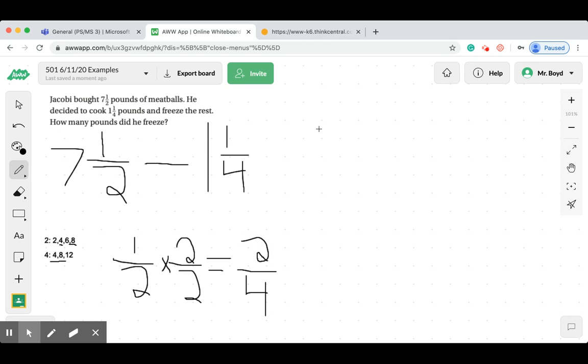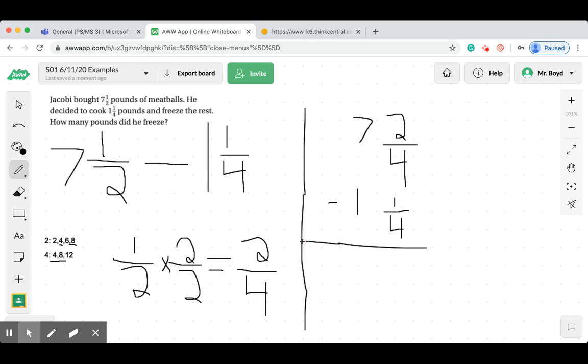Now I can rewrite my first mixed number, and I can subtract. I can do 7, and now it's 2/4 minus 1 1/4. I will subtract my fractions first. 2/4 minus 1/4 is 1/4. And 7 minus 1 is 6.